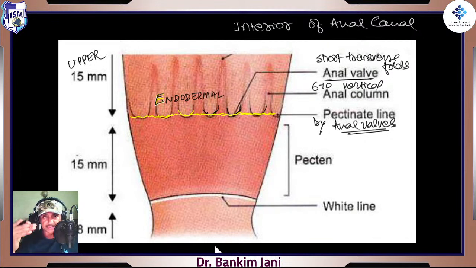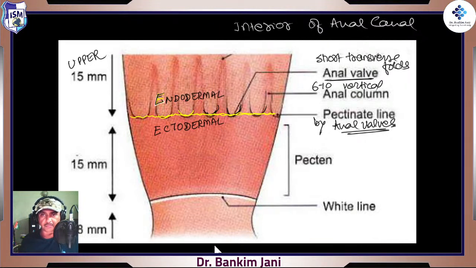So above it is endodermal and below it is ectodermal. So that's the importance of this pectinate line, right? So that is one. The second, the middle portion. This middle portion.